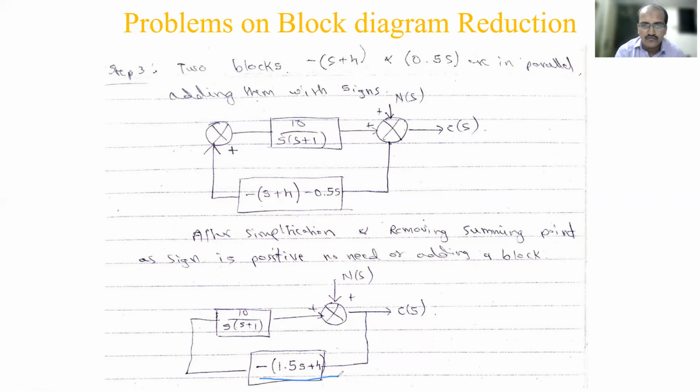So 1.5 s + 4 is written. Again, see here. This is the summing point with plus 1 here. That's why a block of 1 should be introduced, but it is not having any effect, so it is straight away removed here. Nowhere is it shown as 1 because it is not affecting the answer. After simplification and removing the summing point, as the sign is positive, there is no need of adding the block.